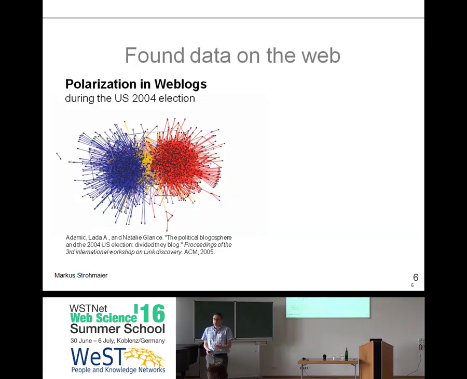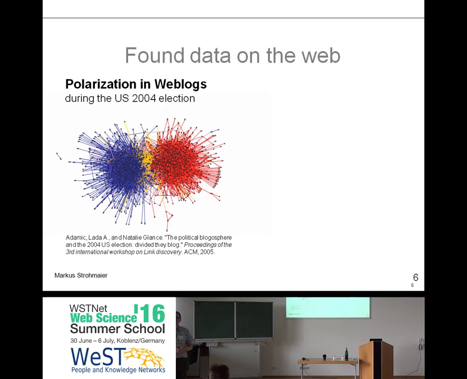The same thing, if you think about it, can be observed on the web. This is a very prominent example of using trace data to learn something about social phenomena. What we see here is the political blogosphere around the time of the US presidential election in 2004. Each dot is a blog. Each link is a reference from one blog to another. Technically, this is done by trackbacks, if you are familiar with the terminology. A node is red if it's a Republican blog, and blue if it's a Democrat blog.